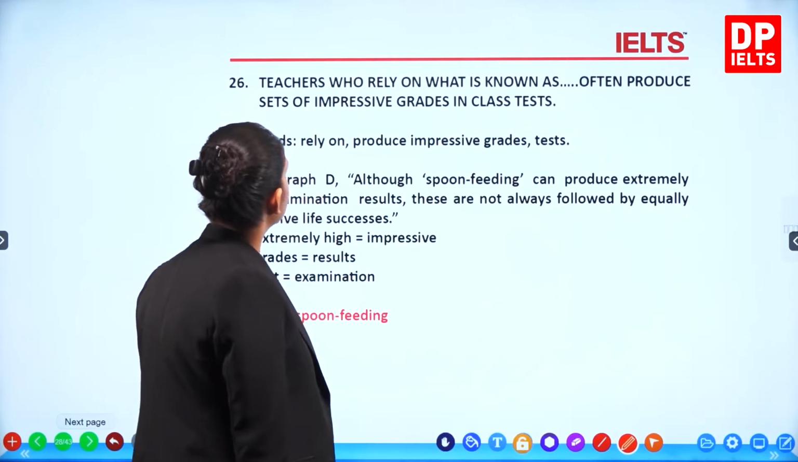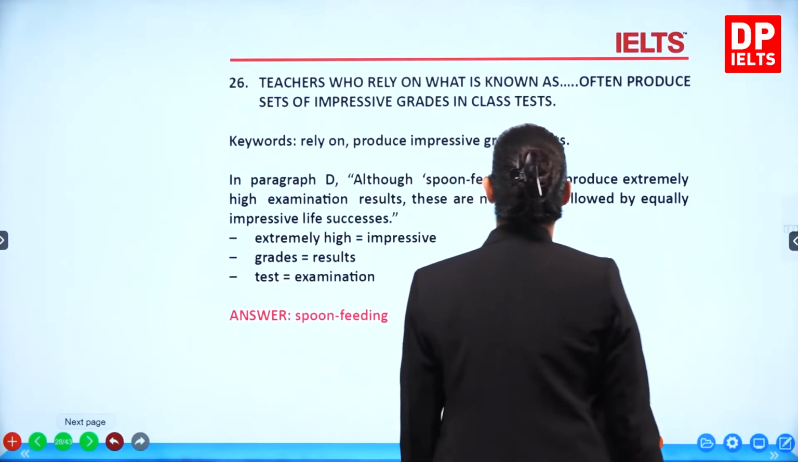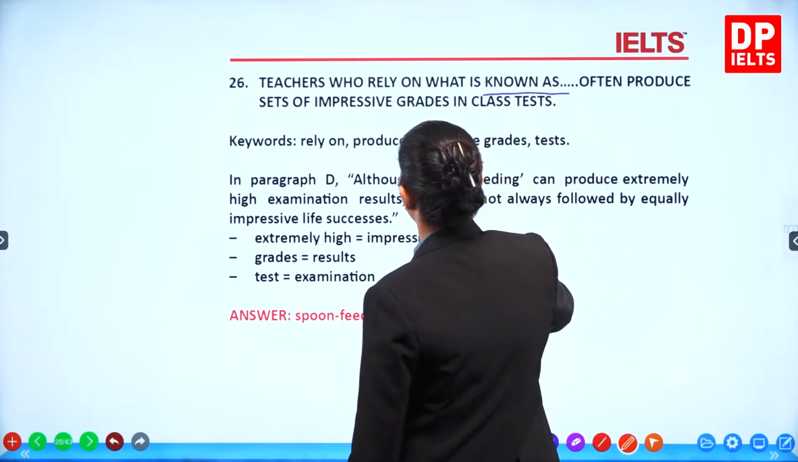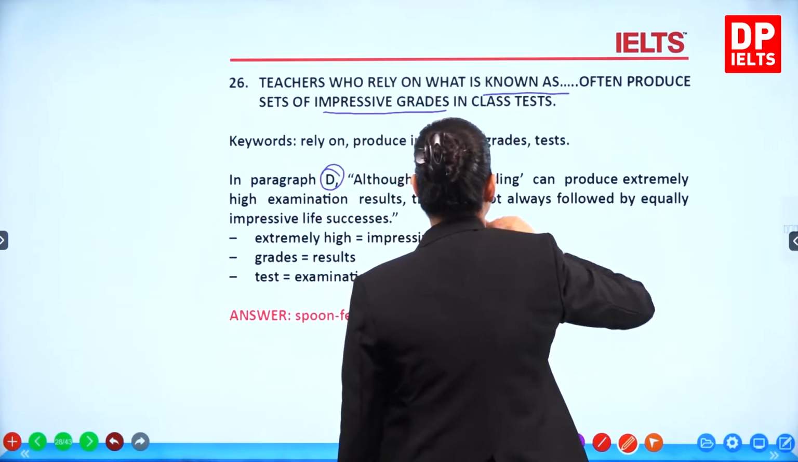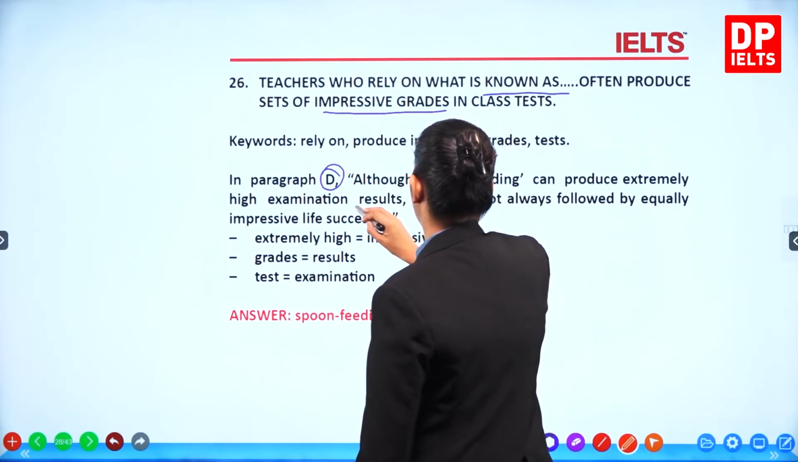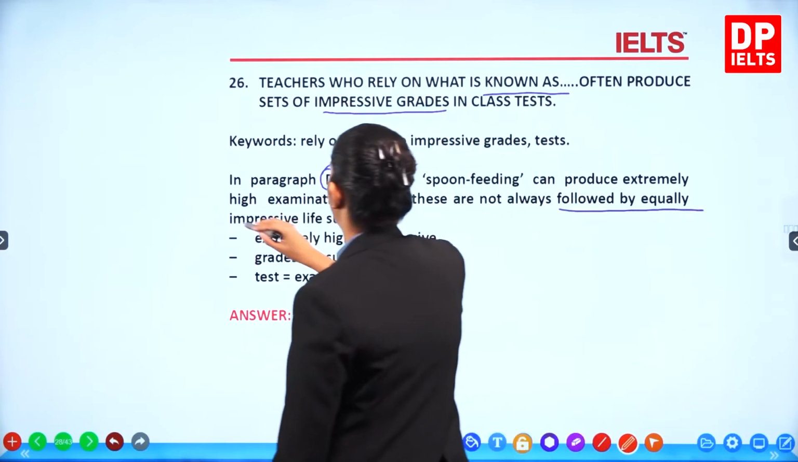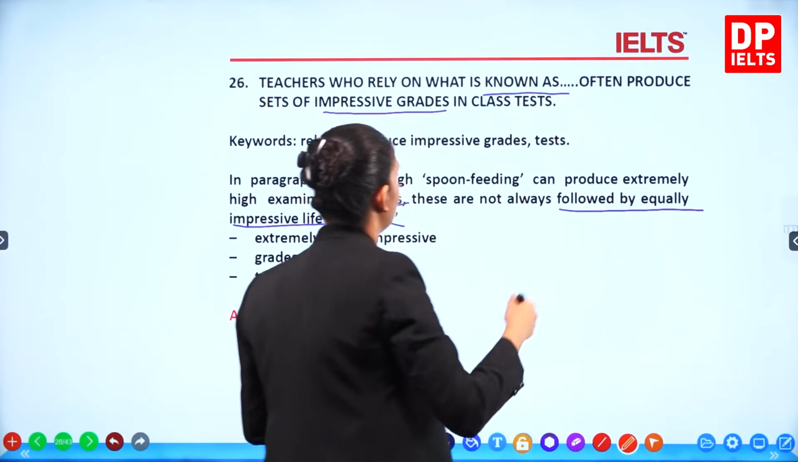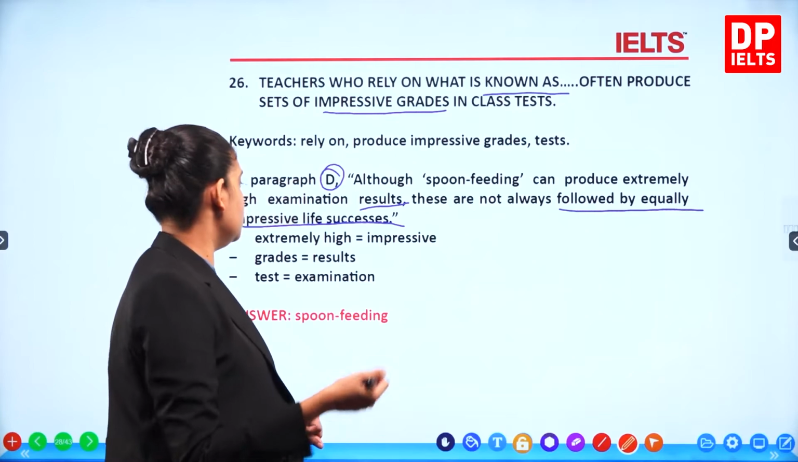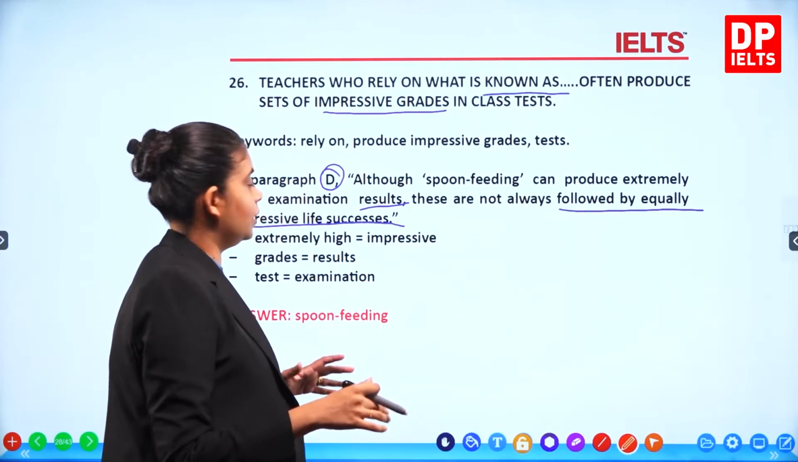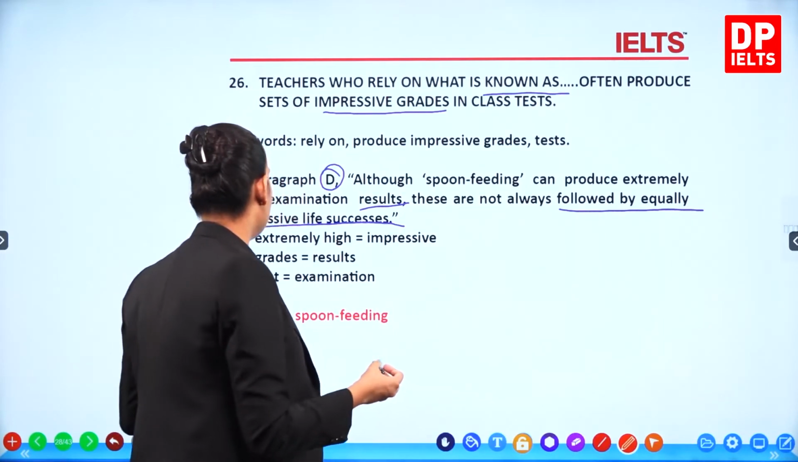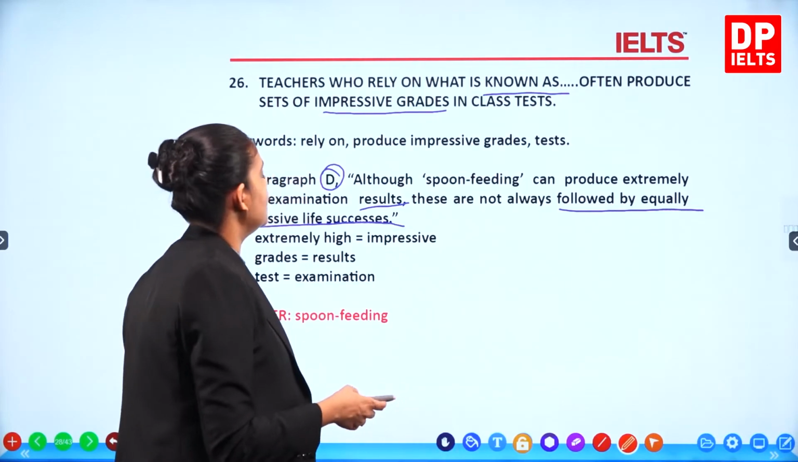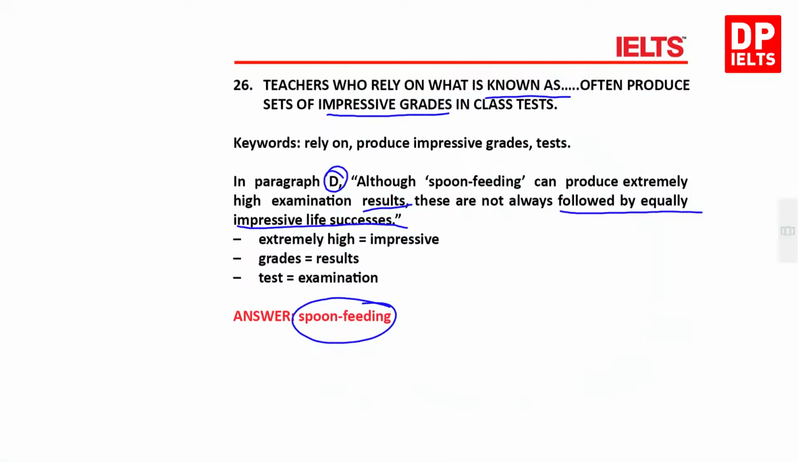Question number 26. Teachers who rely on what is known as something often produce sets of impressive grades in class. Let's go to para D. Although spoon feeding can produce extremely high examination results, these are not always followed by equally impressive life successes. Spoon feeding means you do everything for them to get a higher score, but it doesn't always work. So the gap fill here would be what is known as spoon feeding.